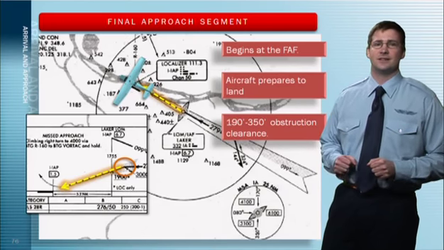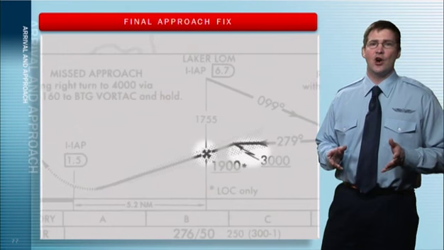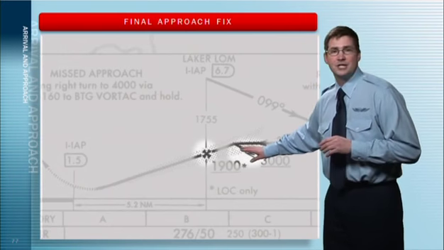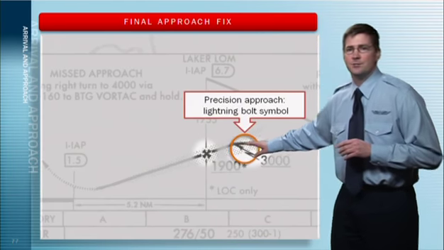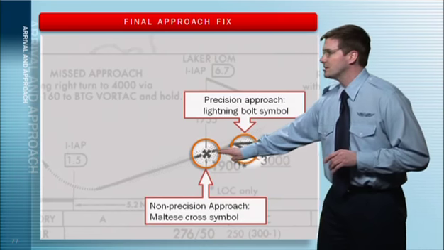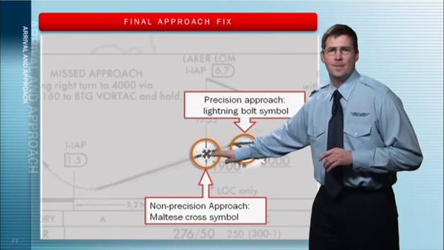obstruction clearance. There are 2 ways to show a final approach fix on a chart. First of all, a precision approach is shown with this lightning bolt symbol right here, and a non-precision approach uses a Maltese cross symbol like we see right here.